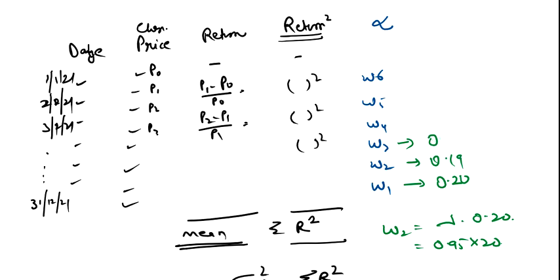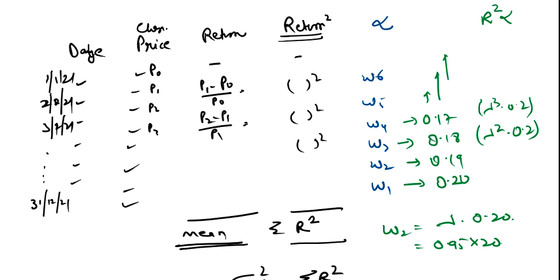What is your third weight? 0.18. How am I calculating? Lambda square times 0.2, then lambda cube times 0.2, where lambda is 0.95, multiplied with 0.20. You are getting 0.17. So this is how your weights will decay, and then you can find out return square alpha, and here you will get the summation.